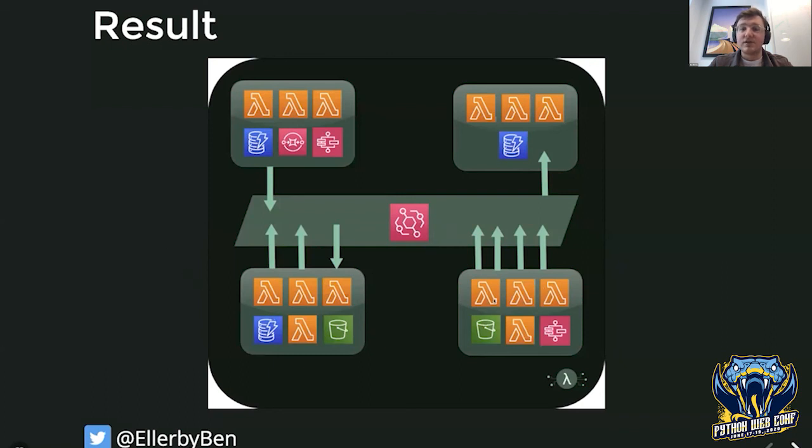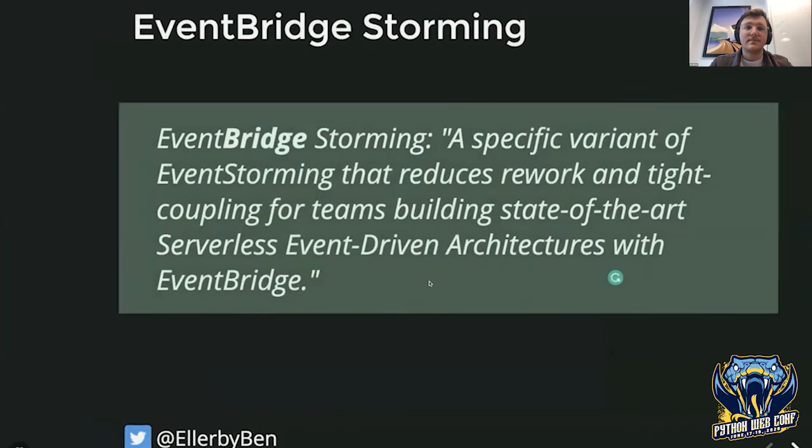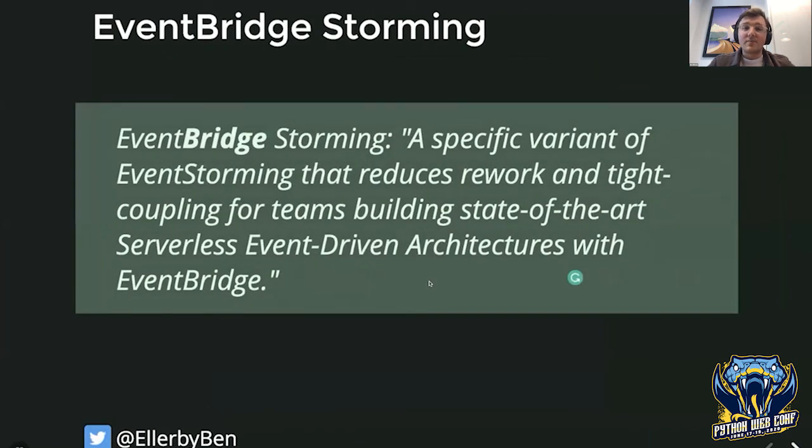And this team potentially doesn't have to call or Slack or email that team to find out how they're representing a certain event, because they can look directly in the EventBridge Schema Registry and work independently. And that EventBridge Schema Registry can also include types, so you can really start to get some validation across the interaction between these different services. So that's EventBridge Storming, a specific variant of event storming that reduces rework and tight coupling for teams building state-of-the-art serverless event-driven architectures with EventBridge.